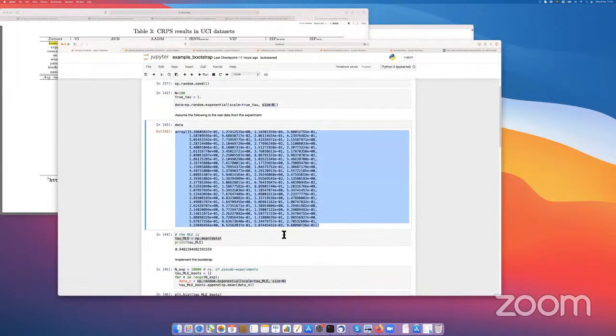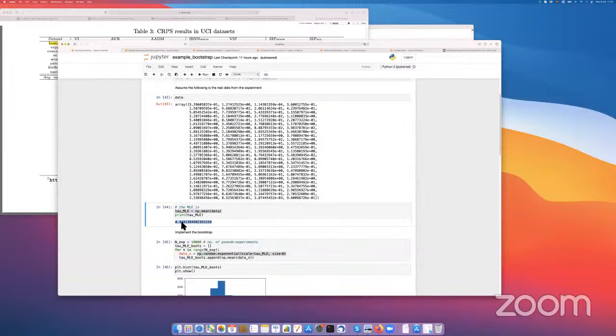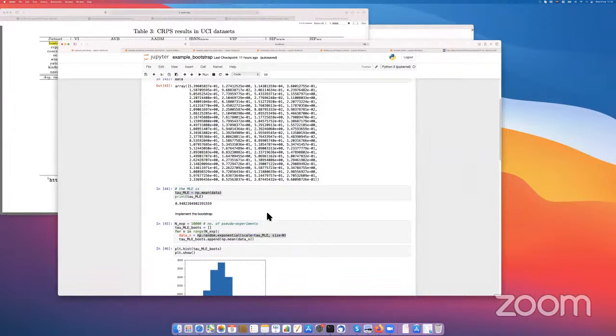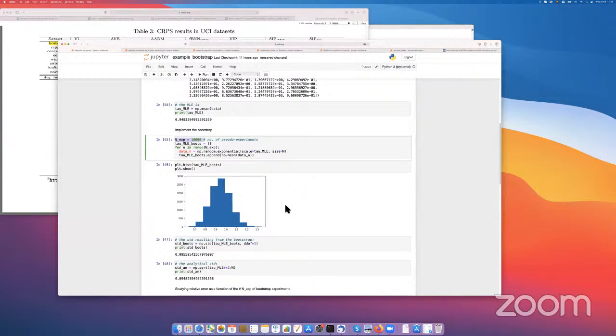Then I know, because this is analytical, that the maximum likelihood estimate of tau is given by the mean of the data. So I have the mean here, and it turns out to be 0.95, which is actually close to 1. Then I implement the bootstrap. I have chosen a number of experiments to be, let's say, 10,000, but I will study the dependence on the number of pseudo experiments in a moment. For each of these experiments, I generate some data of the same size, identical to the real one, having as true parameter the maximum likelihood estimate coming from the real data. Do you understand this?